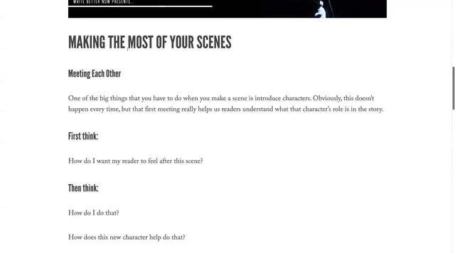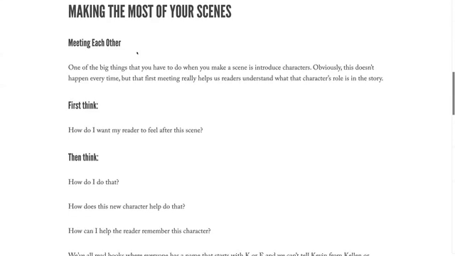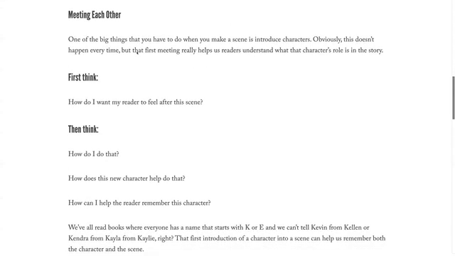Here's some hints, right? Scenes are where we meet each other. One of the big things that you have to do when you make a scene is introduce characters. Obviously, this doesn't happen at every single scene, but that first meeting of a character in a story, in a scene, really helps us readers understand what that character's role is in the story. So you want to first think, how do I want my reader to feel after the scene? And then you want to think these questions.